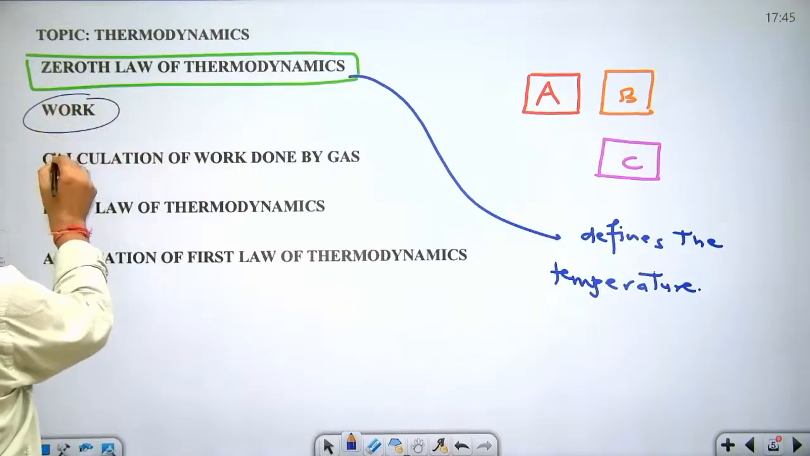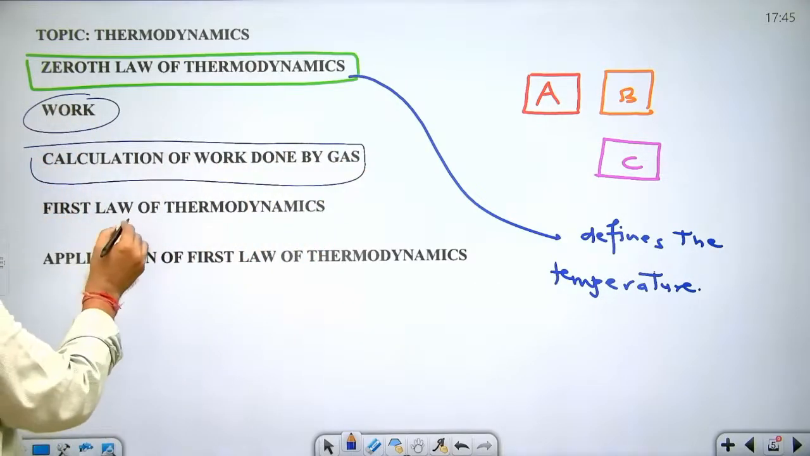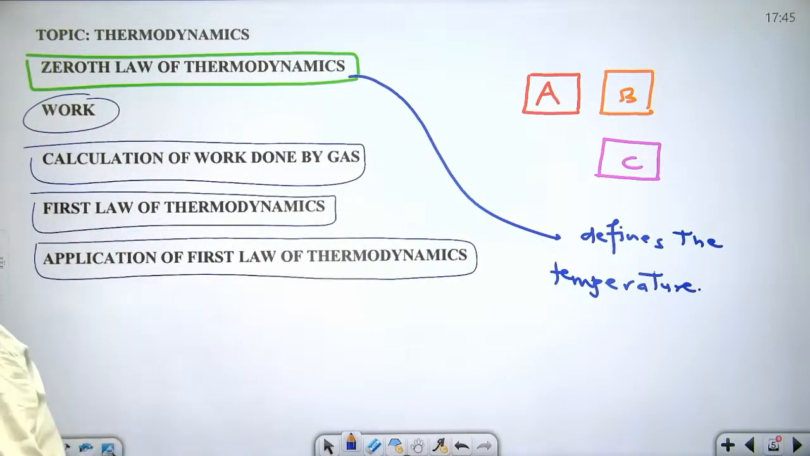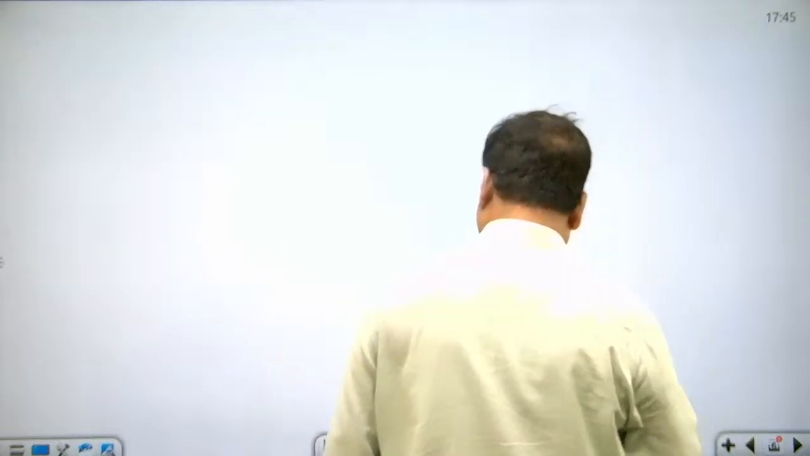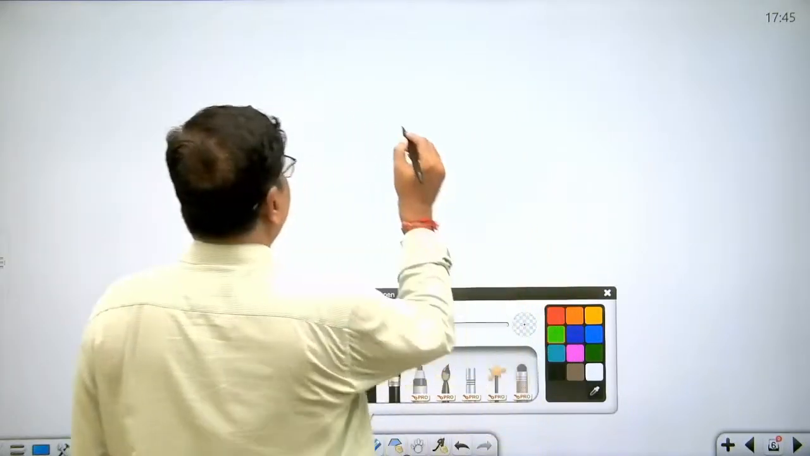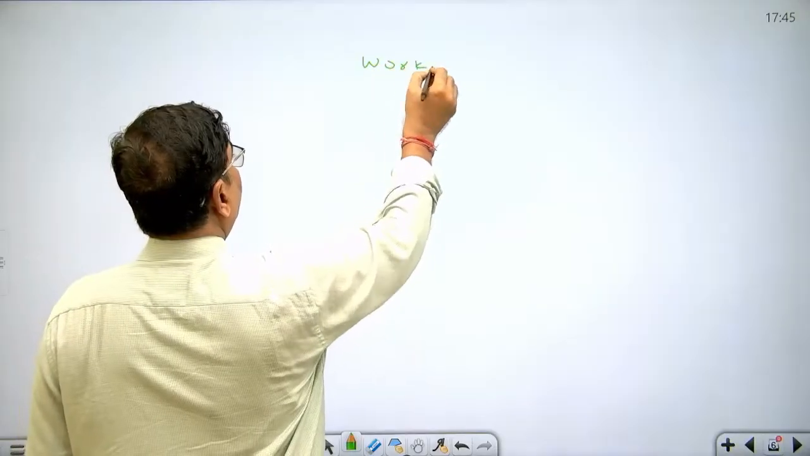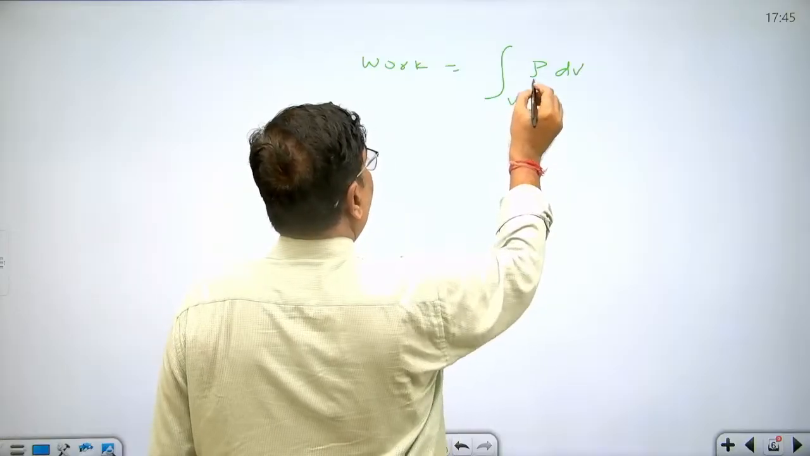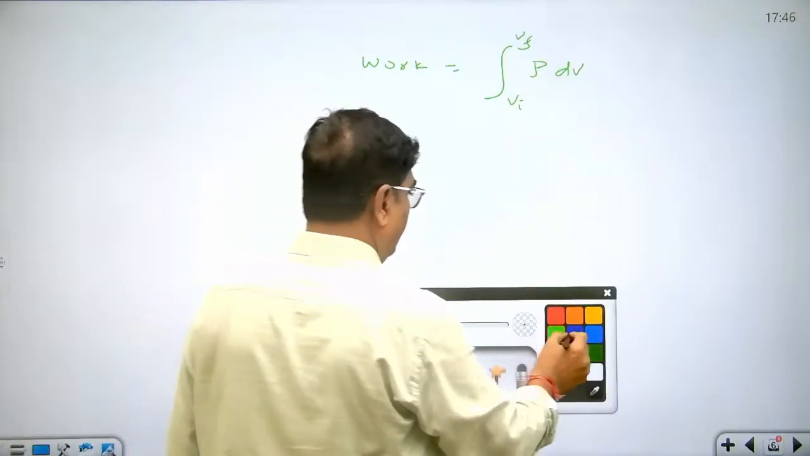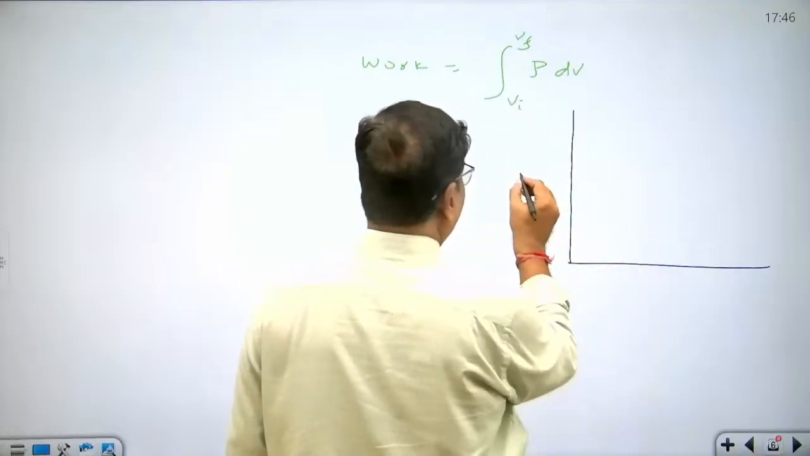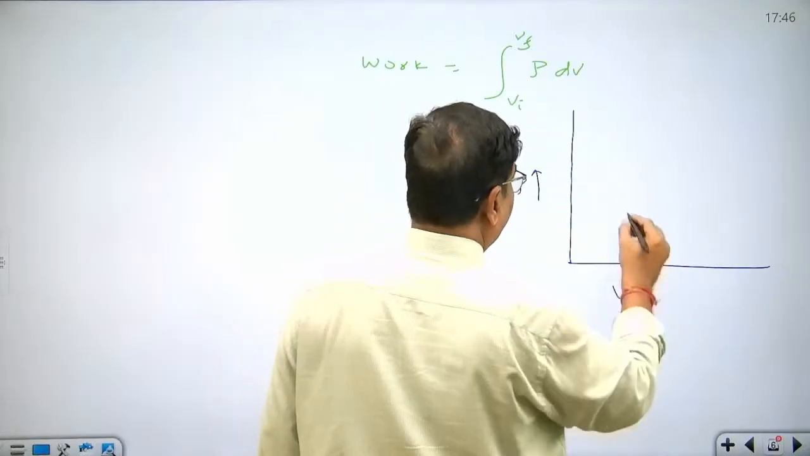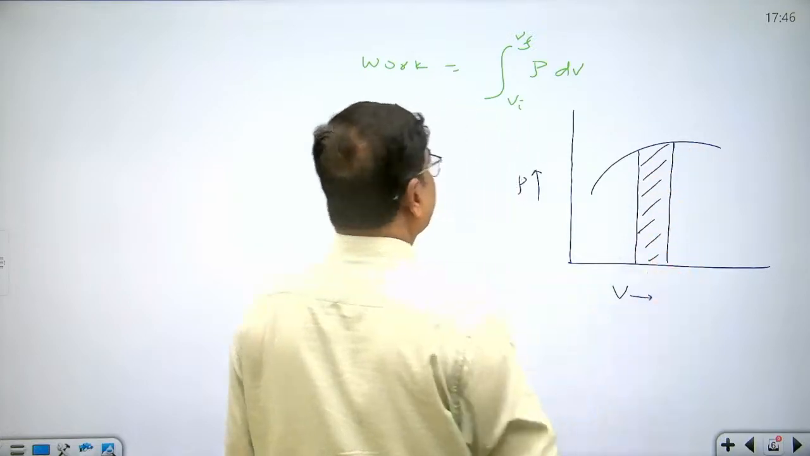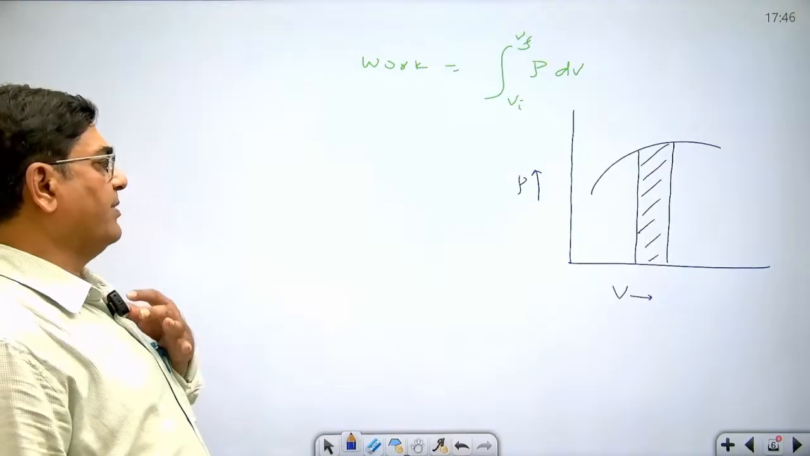In this chapter, we will see what is work, calculation of work done by gas, what is the first law of thermodynamics, and what are the applications of the first law of thermodynamics. In any thermodynamic process, work done can be defined as the area under the pressure volume curve bounded by the volume axis. This is how we define work in any thermodynamic process.